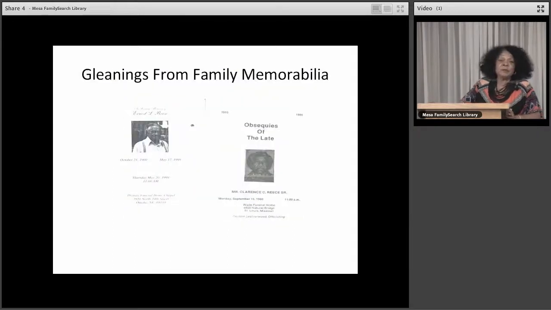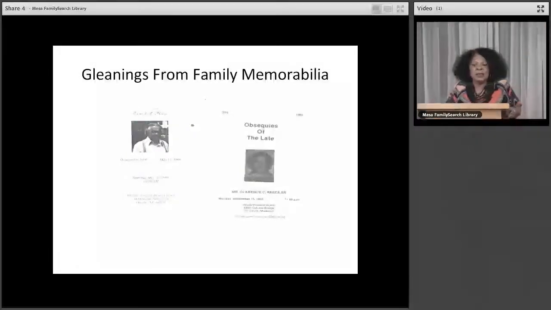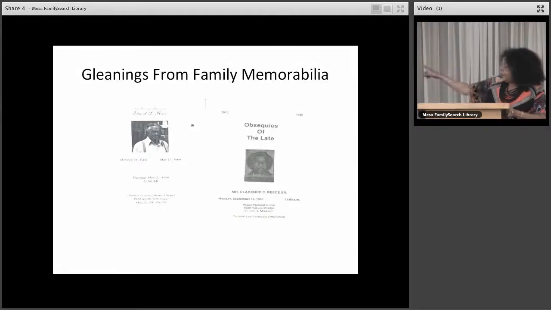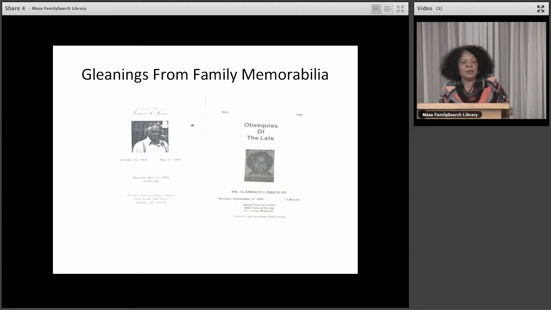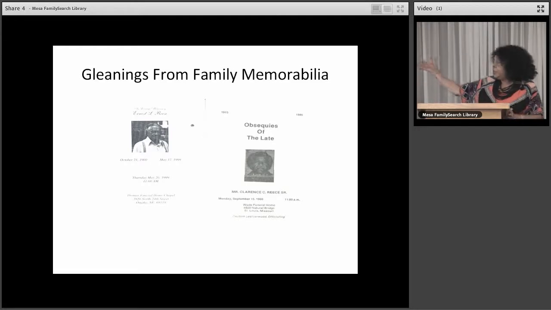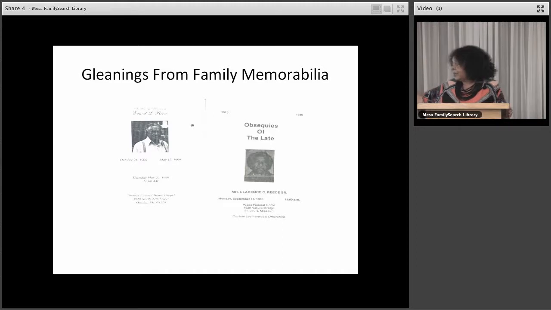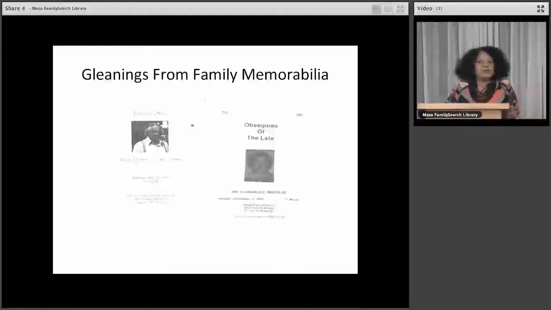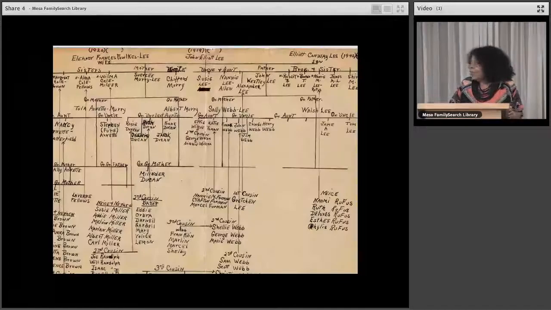Gleanings from family memorabilia. We're back to that stuff in that shoe box and that hat box that your grandmother had, or all those papers in the trunk. That's my father's brother on the left. This man is a cousin on the right. Another cousin gave me this, and as you can see, this gentleman died in 1966. She gave that to me in the 90s. And she was in her 90s at the time, and she couldn't remember.